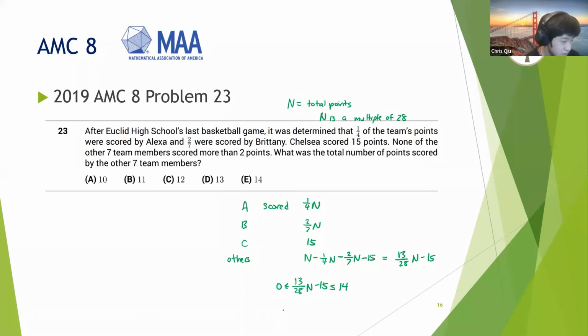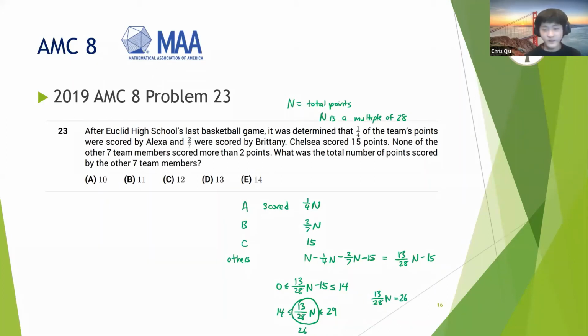We can rewrite this inequality as 13 over 28 n is between 14 and 29. And since n over 28 is an integer because n is a multiple of 28, this number here is 13 times an integer. So it's a multiple of 13. So the only multiple of 13 that occurs between 14 and 29 is 26. So this number must be 26. So now we know that 13 over 28 times n is equal to 26.